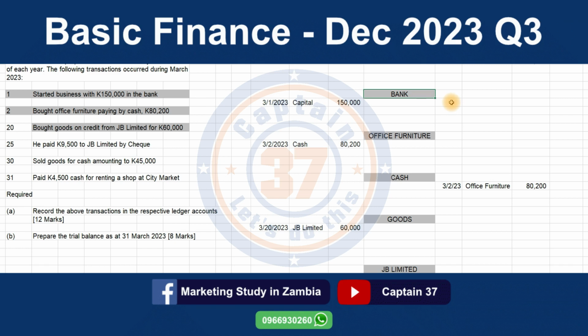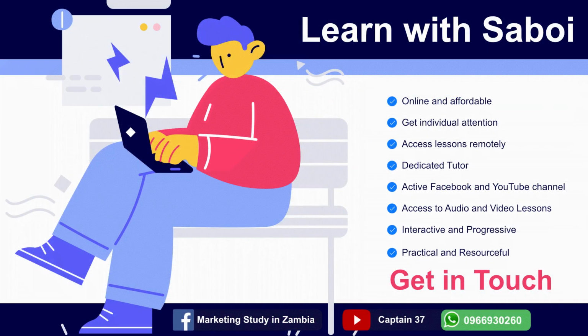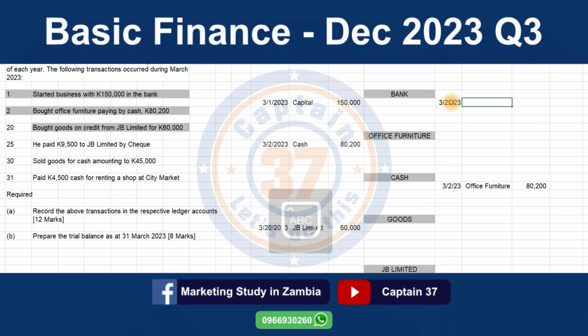This transaction is for when? This transaction is for the 25th of March 2023. And the payment is going to who? The payment is going to JB Limited. And how much are we talking about? Here, 9,500. There we go.